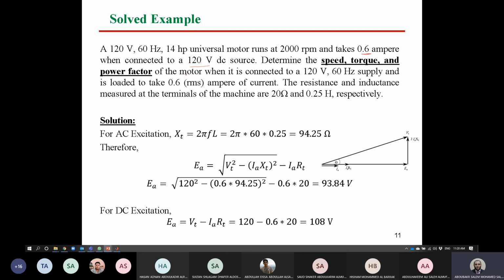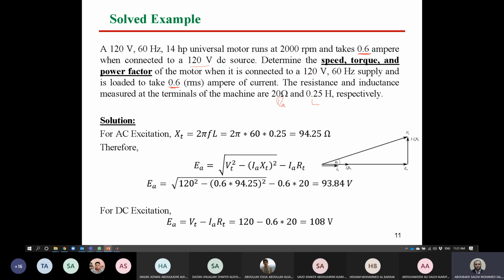Determine the speed, torque, and power factor of the motor when it is connected to a 120 volt 60 hertz supply and is loaded to take 0.6 ampere. So it's the same condition as we said yesterday. We will apply the same current, not the same load, so the torque will be different now. We will load the motor until reaching 0.6 ampere RMS value, similar to what we loaded for DC. The resistance and inductance measured at the terminals of the machine are 20 ohms and 0.25 Henry respectively. So this is the value of inductance and this is the armature resistance.